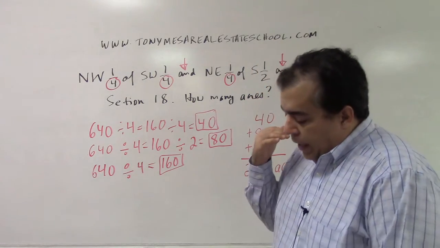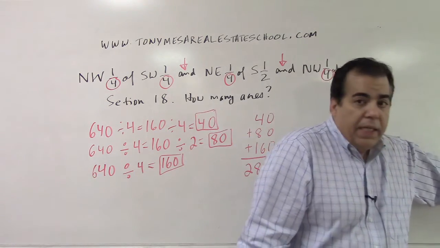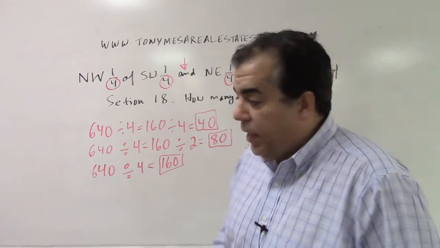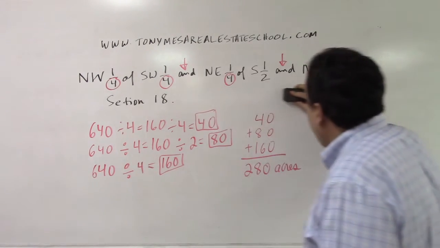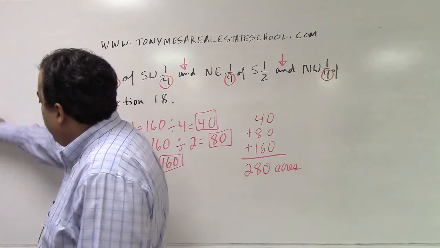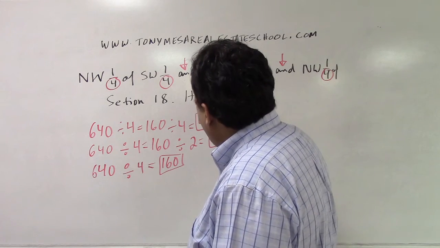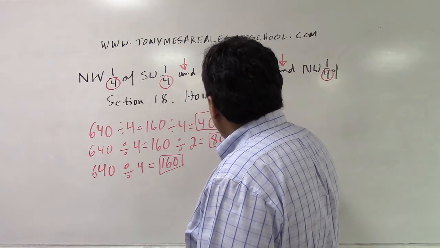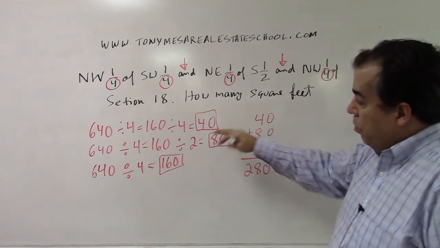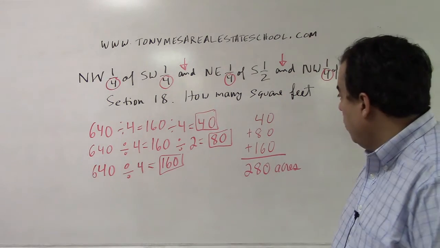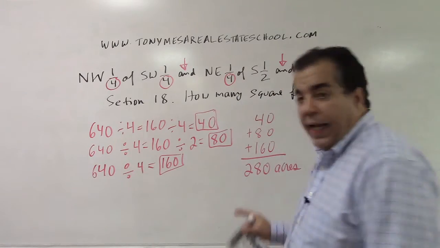Now, in conjunction with this, something else that you need to know for the state exam is that each acre is 43,560 square feet. Let's say the question here, instead of being how many acres is this, is how many square feet? So there, what you do is you do this first and you figure out the total number of acres, and we've already done that. We know it's 280 acres.